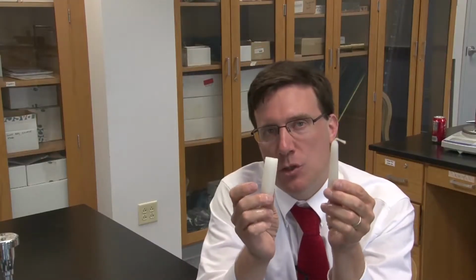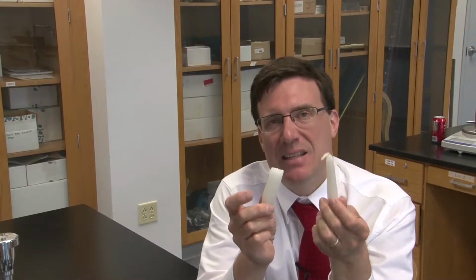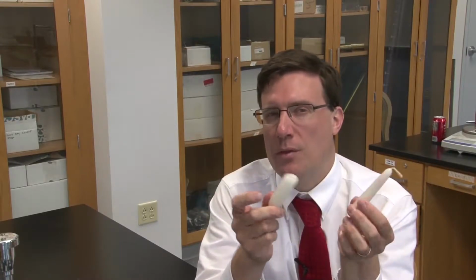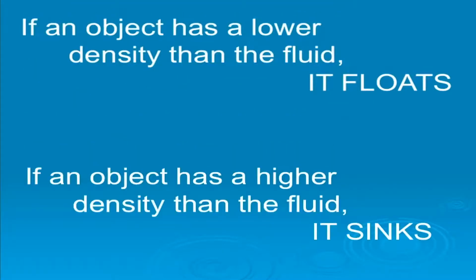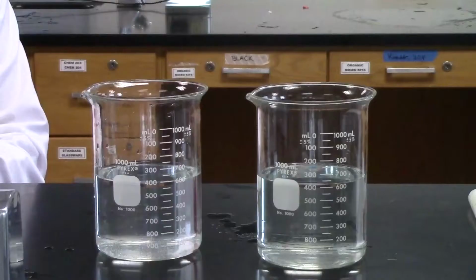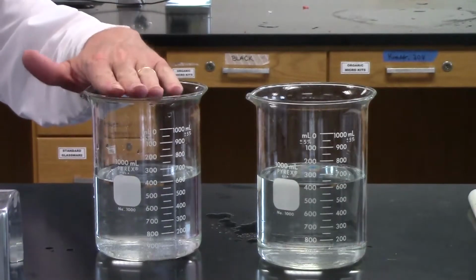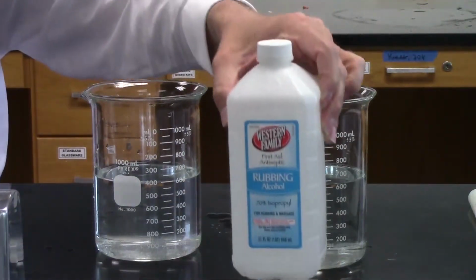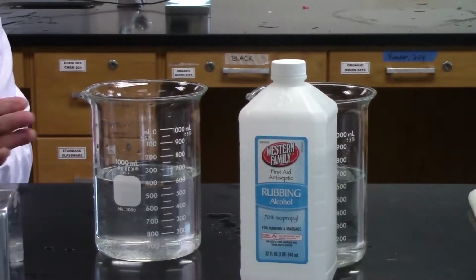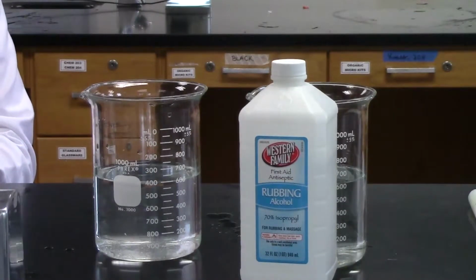So what we want to do as scientists is measure the density of objects, because it lets us know whether things would float or sink in water or any fluid. If an object has a lower density than the fluid it's in, then it's going to float. And if an object has a higher density than the fluid it's in, then it sinks. The container to your left was water, and the container on the right was rubbing alcohol. Two different liquids with two different densities.